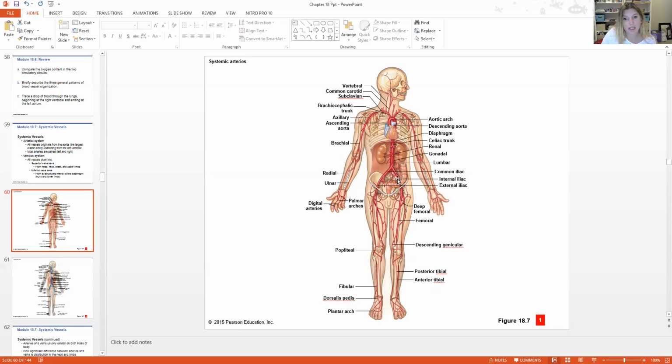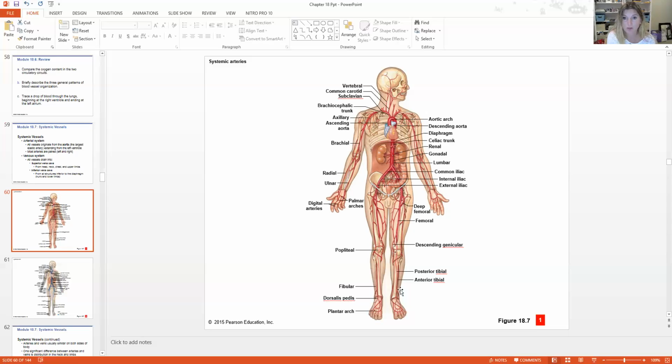So the left common iliac artery is going to branch into an internal and external iliac artery. And if we follow this external iliac artery down through our pelvic bones, we'll get to the femoral artery. So this femoral artery then follows down, and eventually it branches into our anterior and posterior tibial arteries. So you see how it's the same road, so to speak. It just changes names based upon where it is in the body. That's what our blood vessels do.